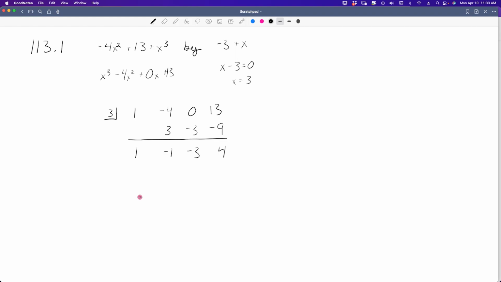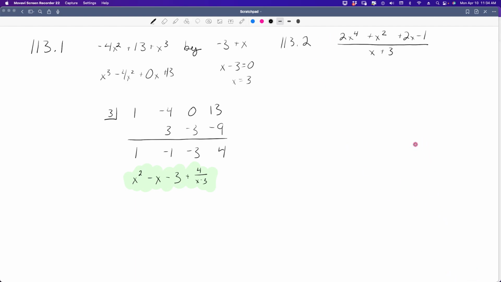So now we write our answer, which would be x, one less degree than we started with. So x squared minus x minus 3 plus 4 over x minus 3. That is our answer. And that was so much faster than doing it the other way. Okay, that is how you will do synthetic division. Let's do one more. We can do it right here.